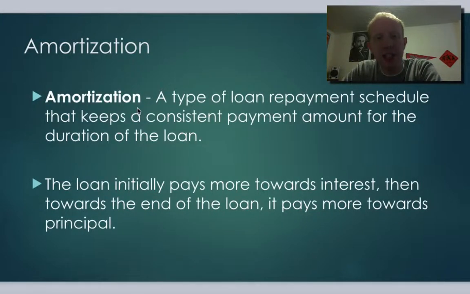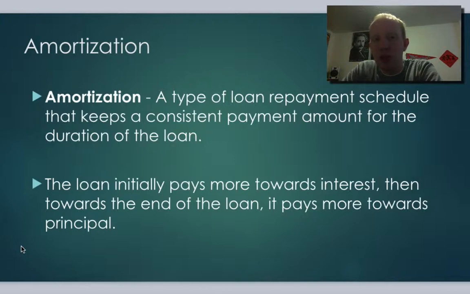And amortization is a type of loan repayment schedule that keeps a consistent payment amount for the duration of the loan. I'll show you what that means in a second, but go ahead and write this down because this is going to be very important. So the loan initially pays more towards interest, then towards the end of the loan it pays more towards principal. Pause the video if you need to, write this down really quick.